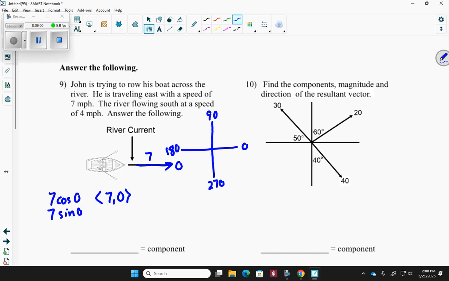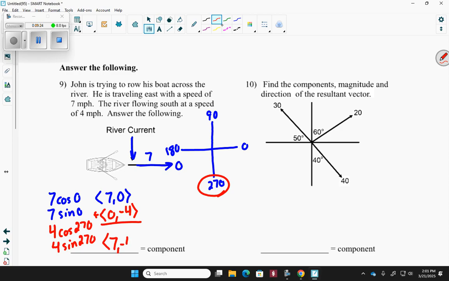Next, if you notice, the river's flowing south. South, from your degrees here, is 270. So that's going to be 4 cosine 270, 4 sine 270. You do the math, and you get 0, -4. So when I add my components, I get 7, -4.